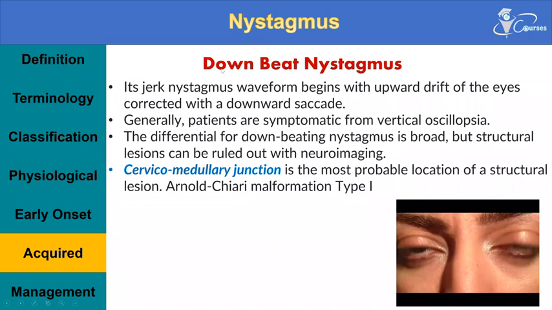So don't forget, downbeat nystagmus is down in the brainstem, down at the medulla, the junction between the medulla and the spinal cord, or the cervicomedullary junction. This is the downbeat nystagmus.